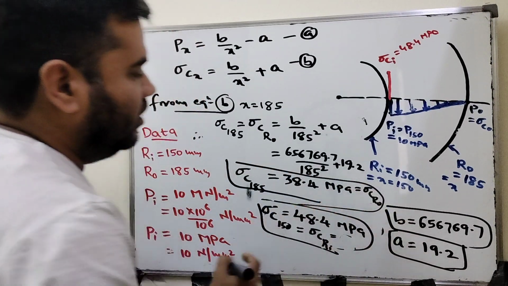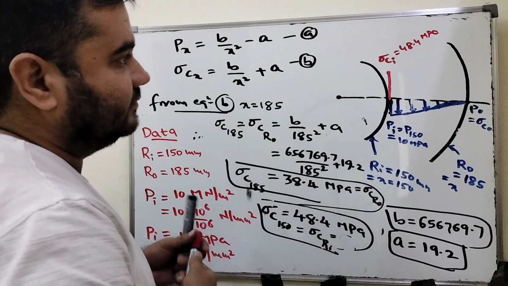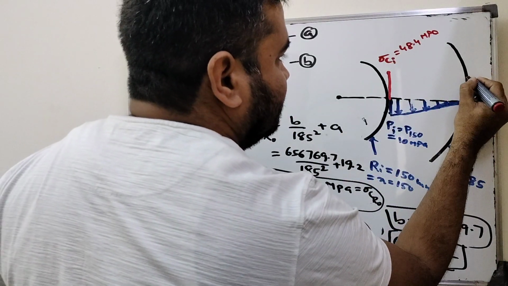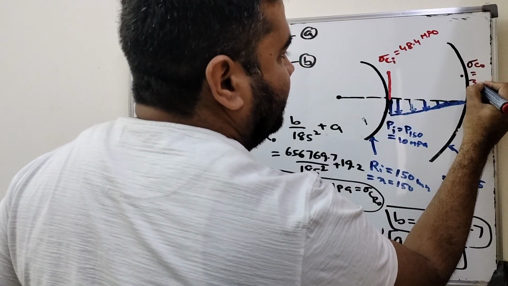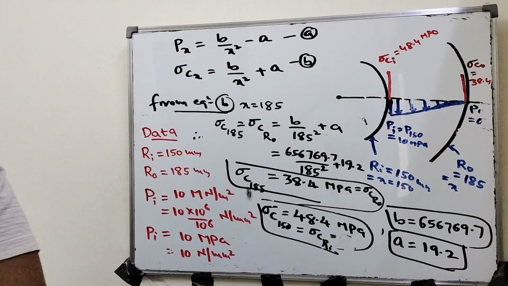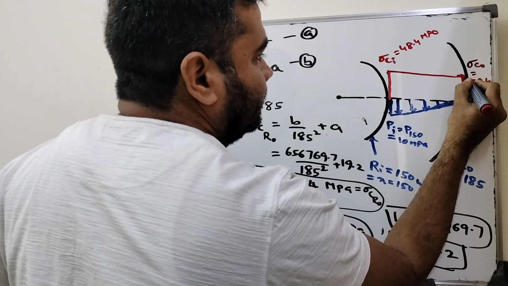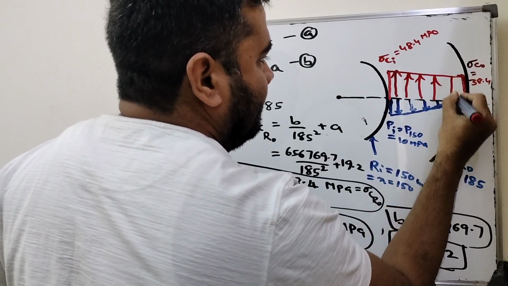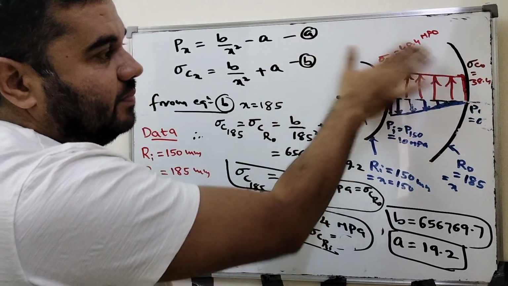Now mark at the outside of the wall here, at radius 185, mark 38.4. This is 48.4 and here you will get 38.4. From here to here, that is sigma c0 equal to 38.4 MPa. Now this is the outside value. Now join here and here, and you will get the circumferential stress distribution. This is how the pressure distribution is downside and the circumferential stress distribution is upper side here.